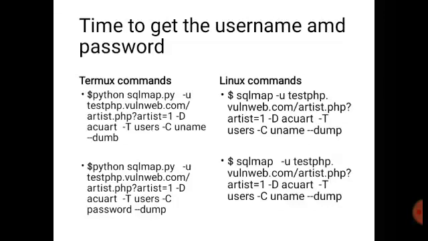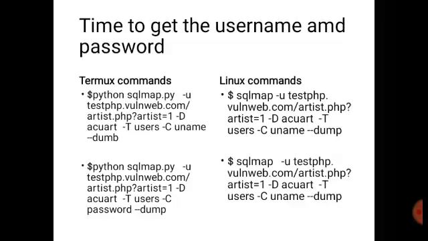But I think in this tutorial, because we want to hack usernames and passwords, the columns named username and password are perfect for us, so we attack those columns one by one. To do this, we start with usernames. So just type sqlmap -u test.php.vonweb.com/artist.php?artist=1 -D acuart -T users -C uname, and this time we add --dump because we want to dump the database. We now want to exploit the column.